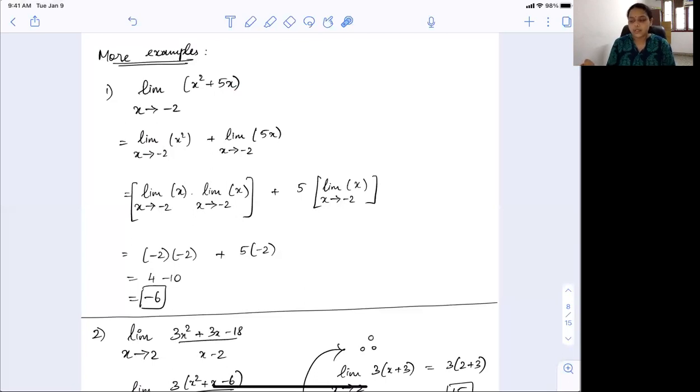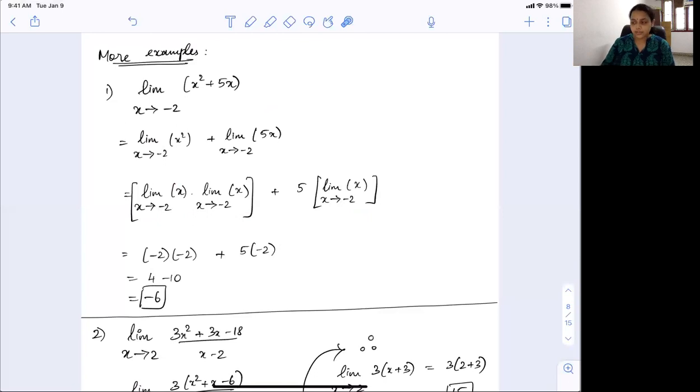So how do we do this? This is a sum of two functions. So let me rewrite this as limit of x squared plus limit of 5x. And within each of these, x squared is a product of x times x. So let me rewrite the first term as limit of x into limit of x. And in the second case, it's going to be limit of 5 times limit of x. Limit of 5 is just going to be 5, so I put that right here. And then I write limit of x as x tends to -2.